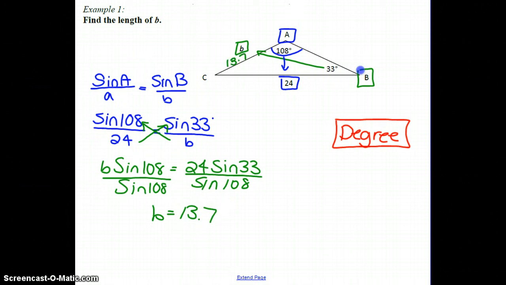Now double check that your smallest angle and your smallest side length should always be pairs. Also, your largest angle and your largest side length should always be pairs. So you can always check your answer: 13.7 is smaller than 24, and yes, that makes sense because 13.7 is across from the smaller angle. So that should be correct.